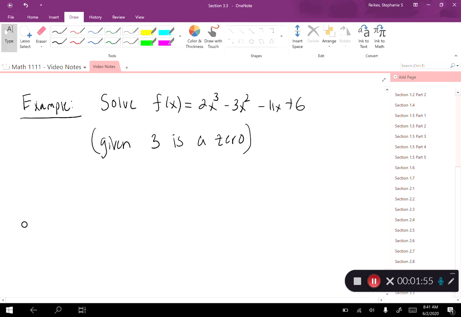So I'm given a polynomial f of x is equal to 2x cubed minus 3x squared minus 11x plus 6. And we're asked to solve. So we want to find the x-intercepts, or in other words, the zeros of this polynomial. So normally, if I'm given a polynomial, I'm going to set it equal to 0. So I have 0 equals 2x cubed minus 3x squared minus 11x plus 6.